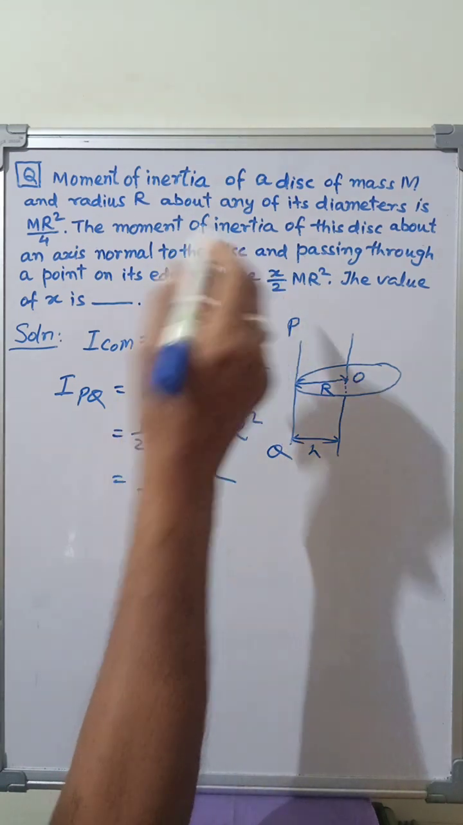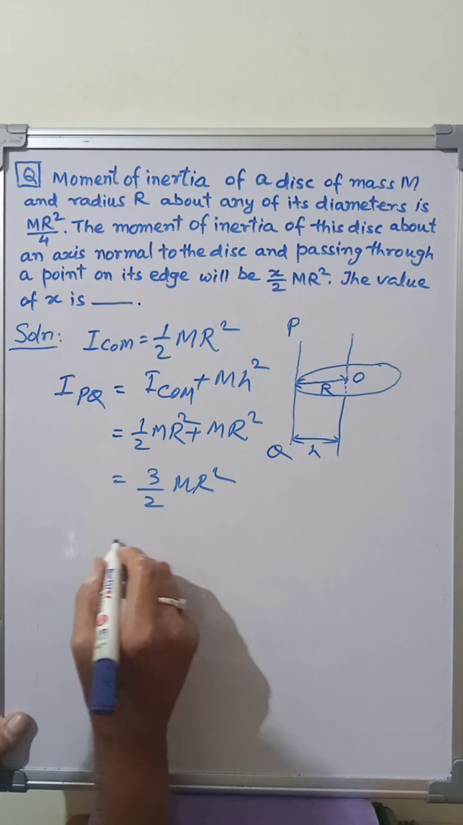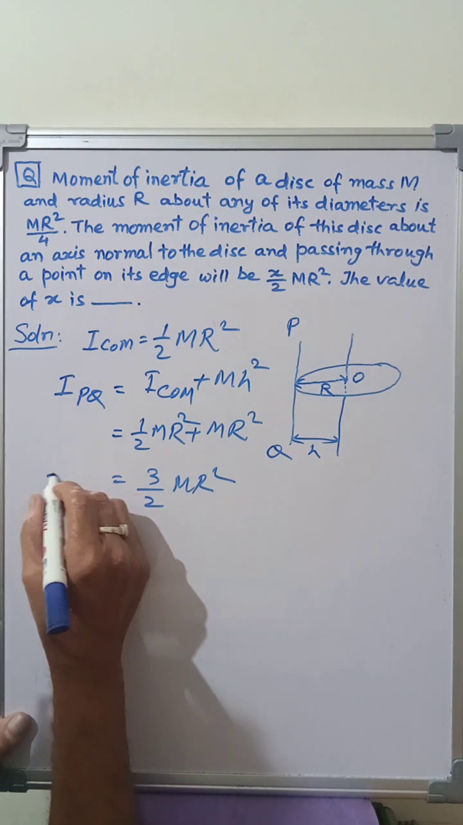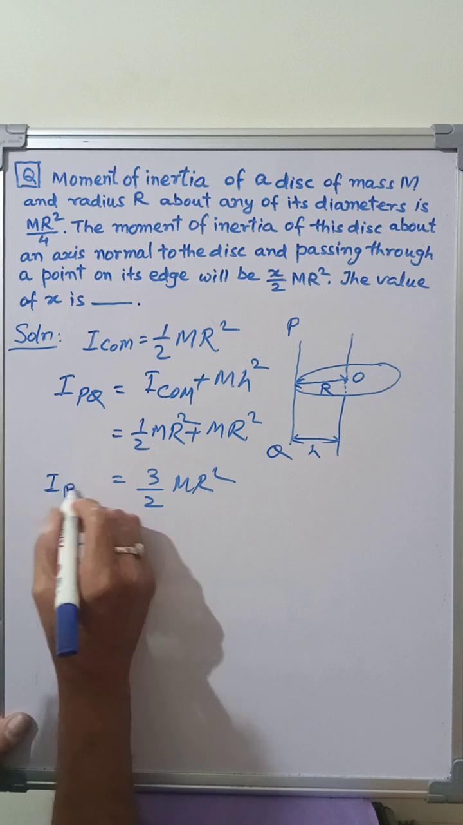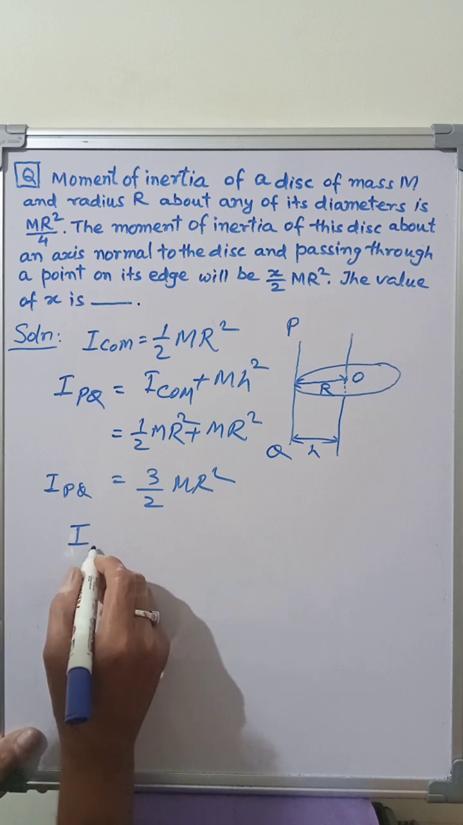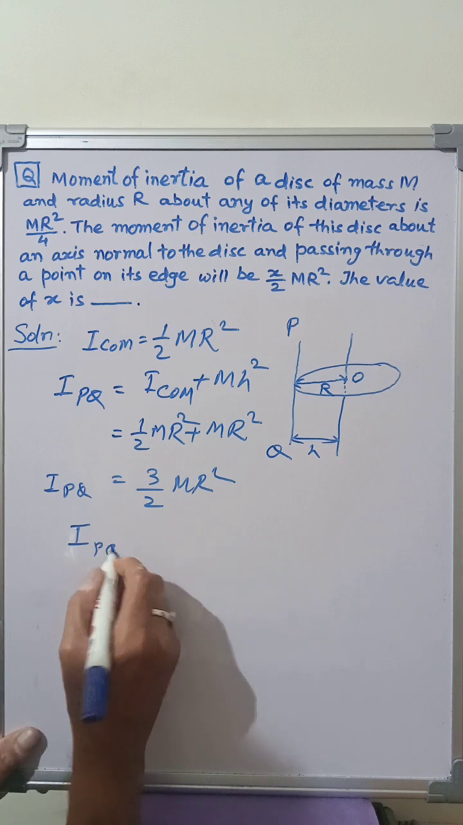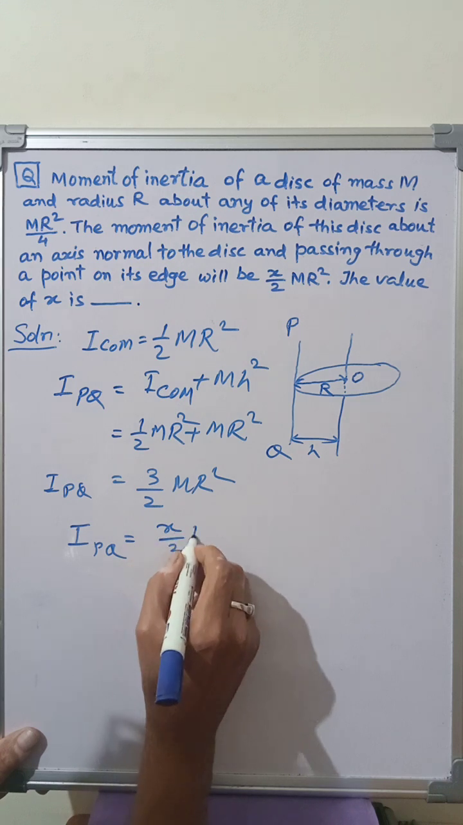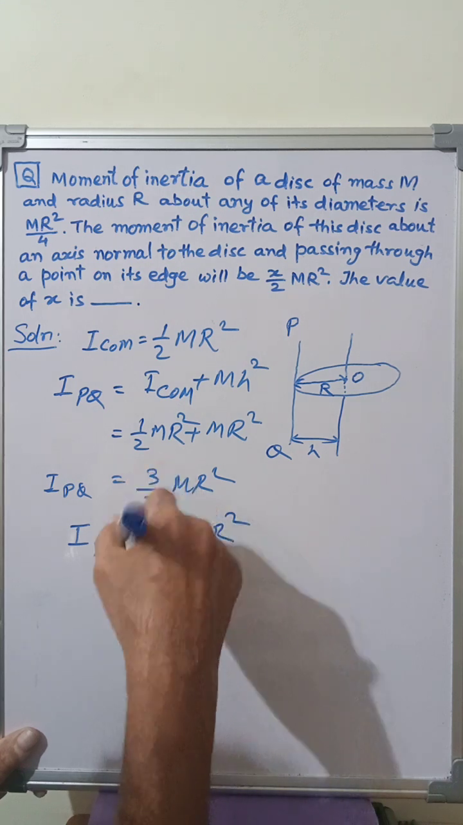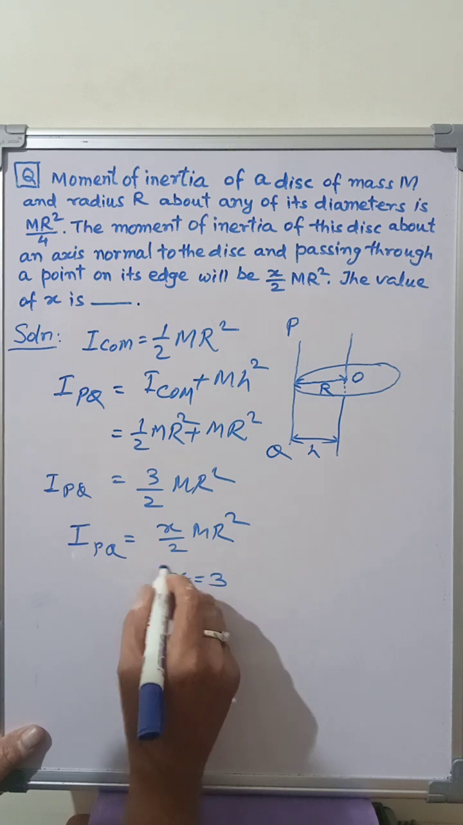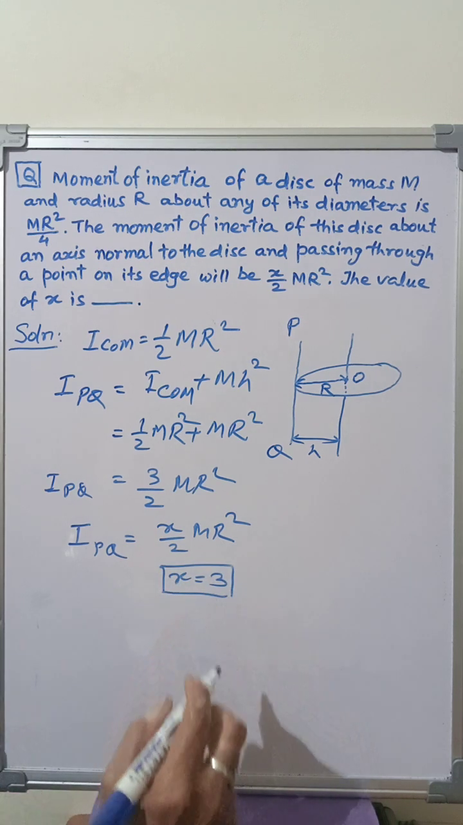If this happens to be equal to x by 2, this we can write: IPQ is equal to 3 by 2 mr square, and IPQ is also equal to, as given in the question, x by 2 mr square. Comparing these two, we can see that x is equal to 3, which is the answer to the question.